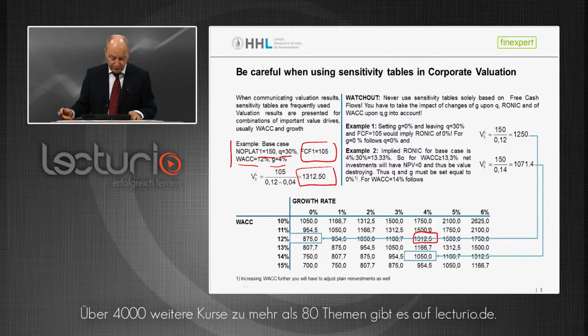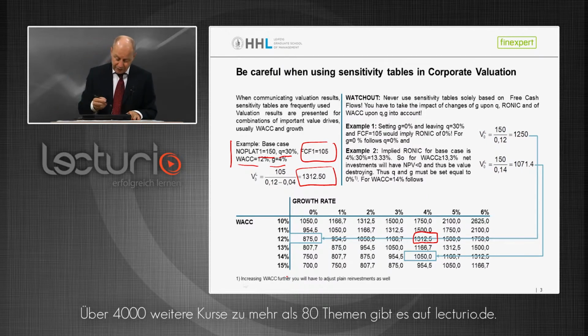And now you see here our sensitivity table. We change the growth rate from 4 up to 6 or down to 0, and we change the WACC from 12 here down to 10 and up to 15. And these are the values that we get. But this is very dangerous, because if we do this mindlessly, we may end up having at least some of the values resting on flawed assumptions.